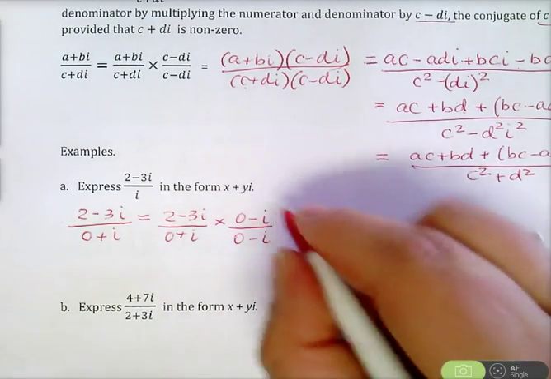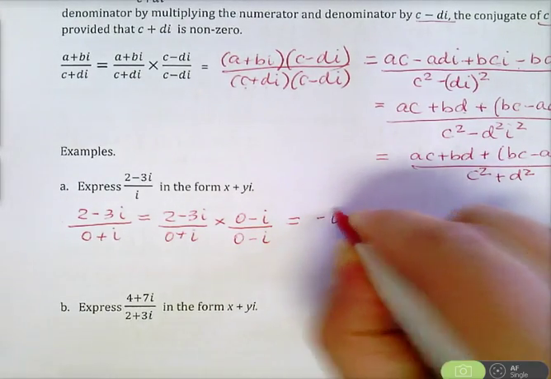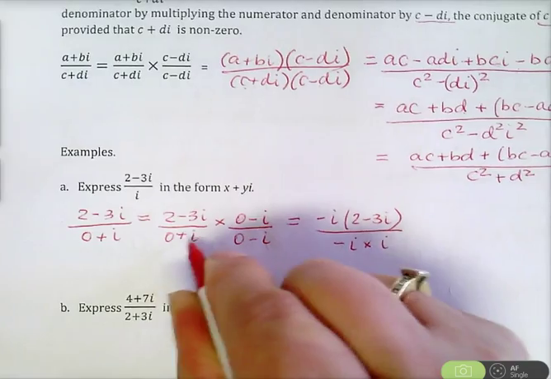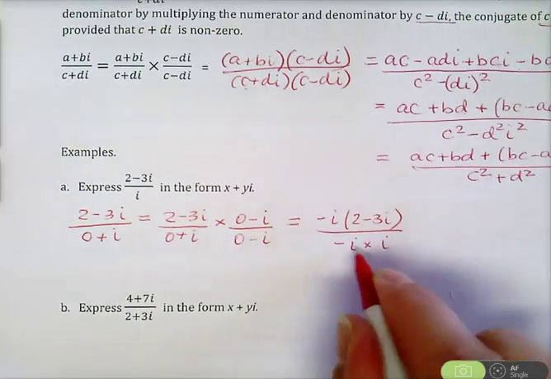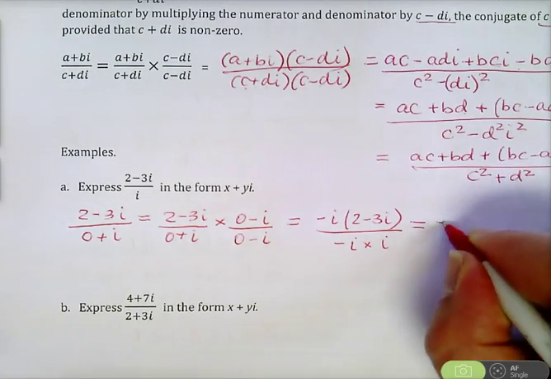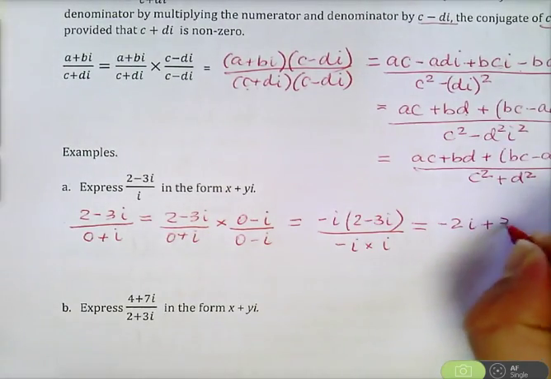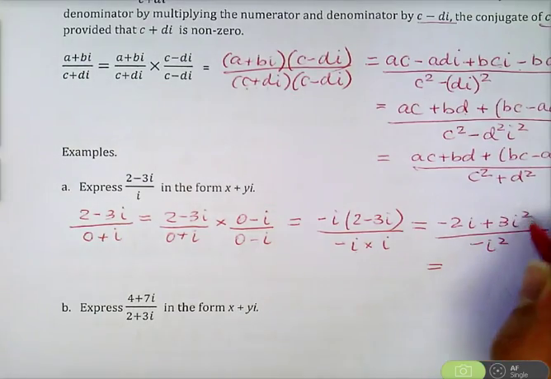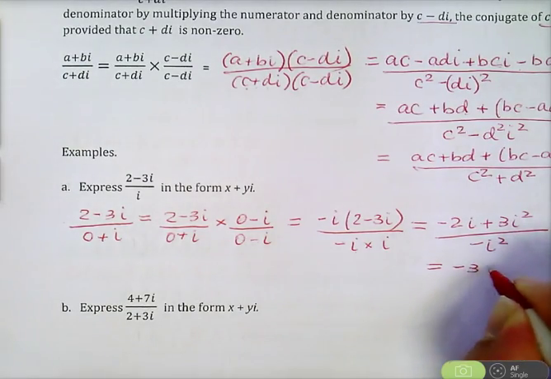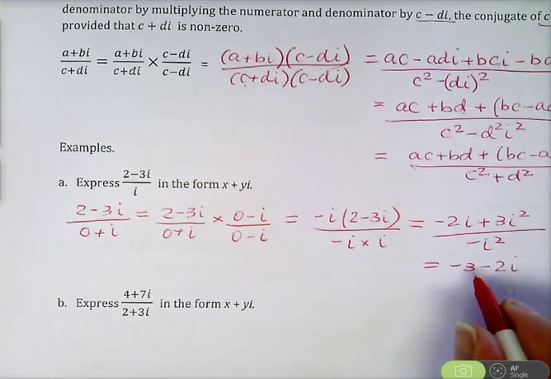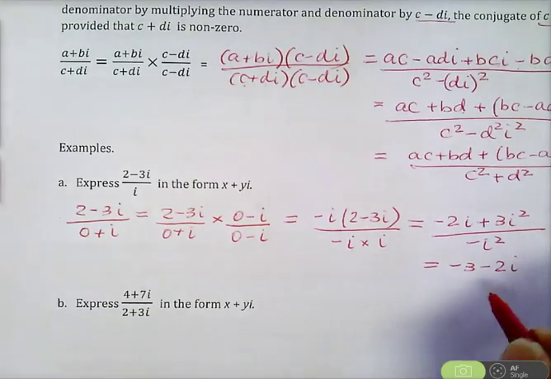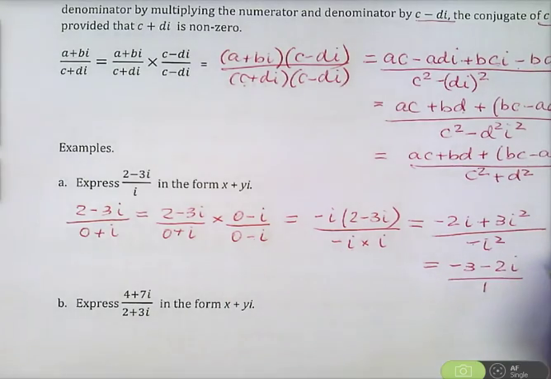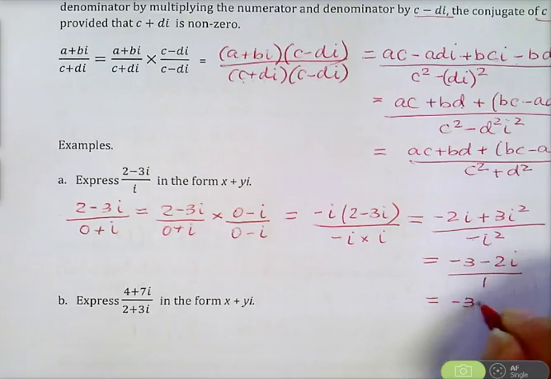Now we know that we can just ignore these zeros. So really it's negative i times (2 - 3i) over negative i times i. Because 0 + i is just i and 0 - i is just negative i. So on the numerator we've got -2i, then we've got plus 3i² over negative i times i, which is negative i². Now 3i² is 3 times -1, which is -3, so this is -3 - 2i, always writing the real part of your complex number first and then your imaginary component second. And negative i² is -1, which is +1. And so therefore this is -3 - 2i.